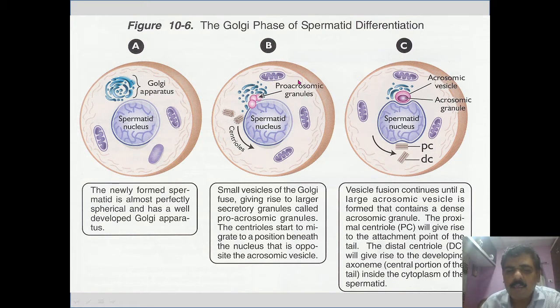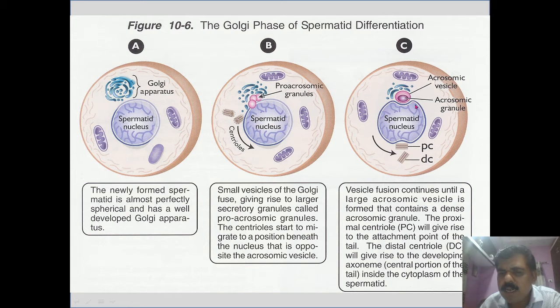proacrosomic granules. The centrioles present in this spermatid start to move towards the position beneath the spermatid nucleus. These are the centrioles, and they start to migrate beneath this nucleus, opposite to the proacrosomic granule. Then in the next phase, the vesicle fusion continues until a large acrosomic vesicle is formed that contains a dense acrosomic granule.